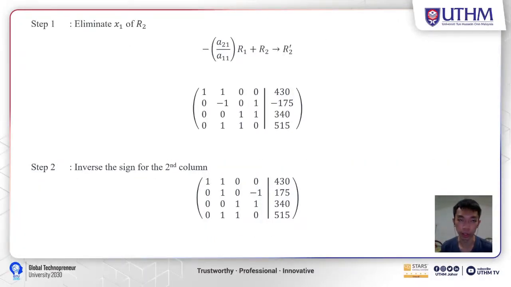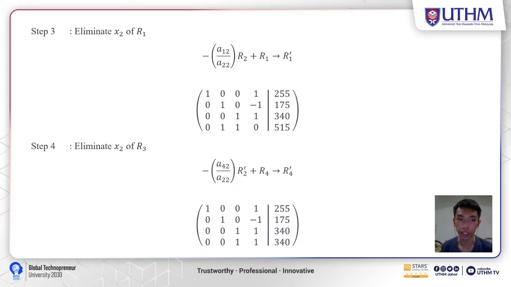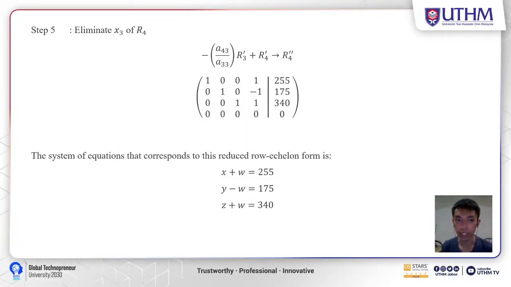So in step 1, we eliminate x1 from row number 2. In step 2, we inverse the sign for the second column because we want to keep the right hand side positive. Next, for step 3, we eliminate x2 of row 1. In step 4, we eliminate x2 from row 3. And finally, in step 5, we eliminate x3 from row number 4.